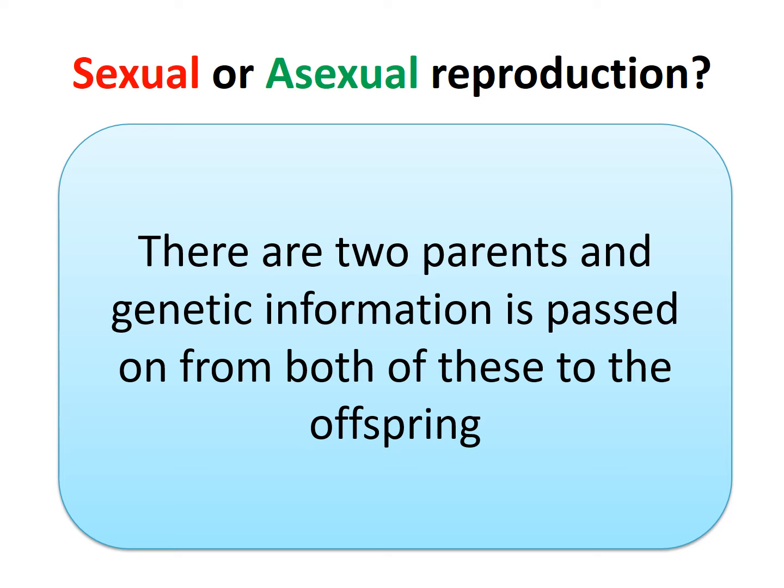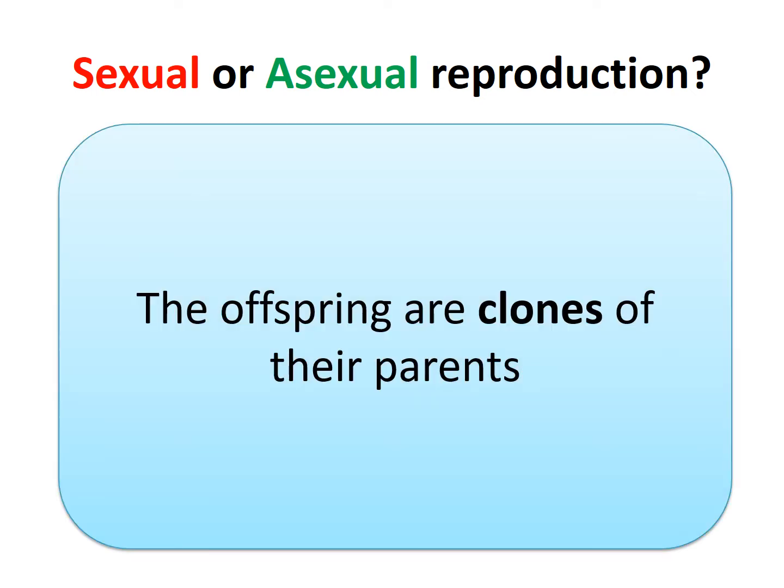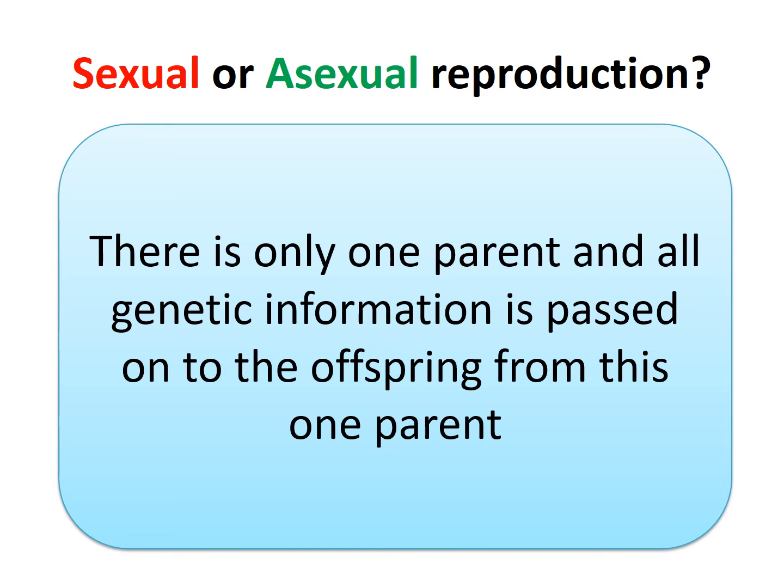There are two parents, and genetic information is passed on from both of these to the offspring. Sexual or asexual? It's sexual, because of two. The offspring are clones of their parents. It's asexual. The colour green on here is rubbish on my screen. There is only one parent, and all the genetic information is passed to the offspring from its one parent. It's asexual.